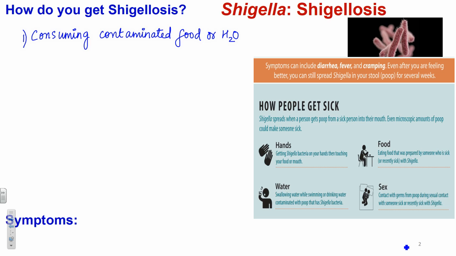So how does food get contaminated? The most common way is, let's say your food was prepared by somebody who has shigellosis and they did not wash their hands after going to the bathroom and they prepared the food for you, you can get the infection.